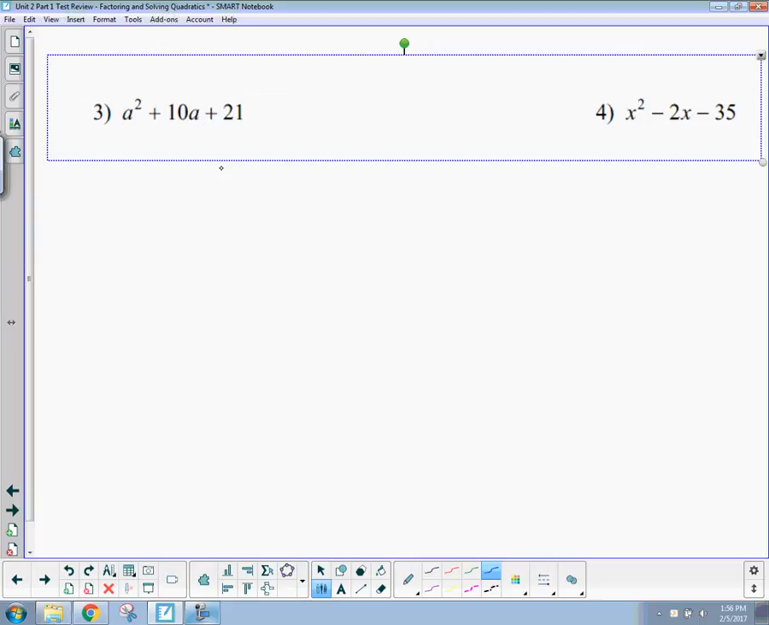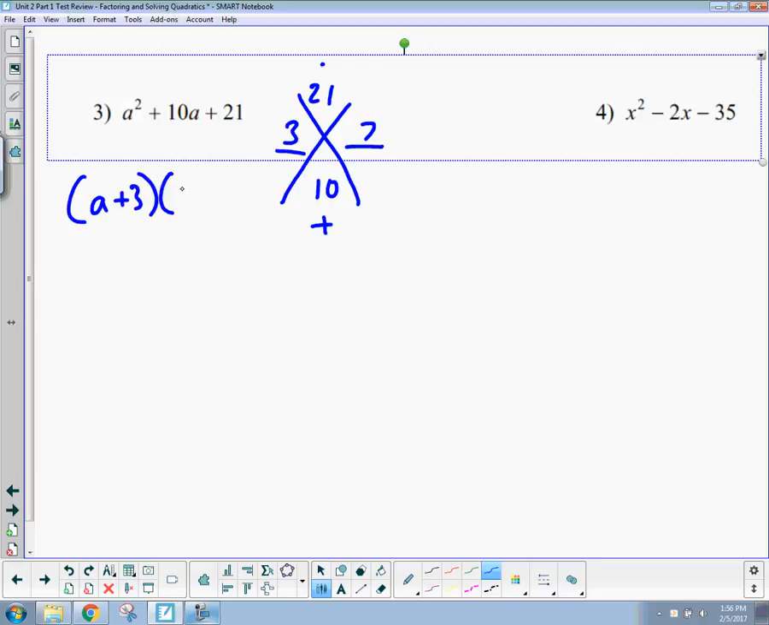Alright, this one, just by looking at it, I can't pull anything out, so I'm going to go straight to my X. 21 on top, remember that's what's being multiplied. 10 on the bottom, and that's what's being added. Pick your two numbers, and let me do some thinking, 3 and 7. 3 plus 7 is 10. 3 times 7 is 21. That's looking good.